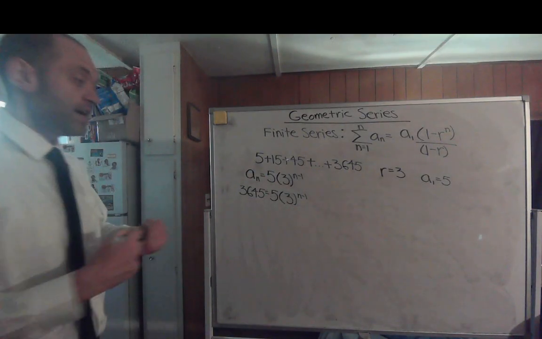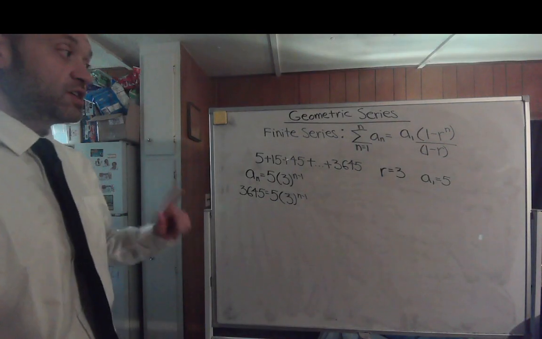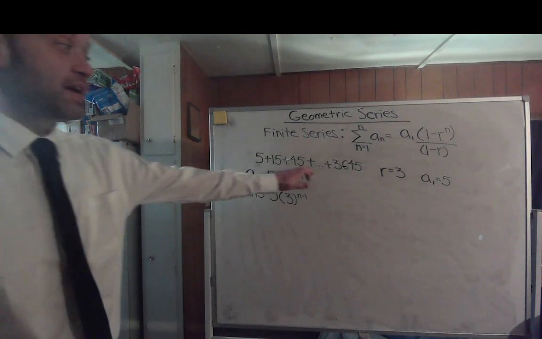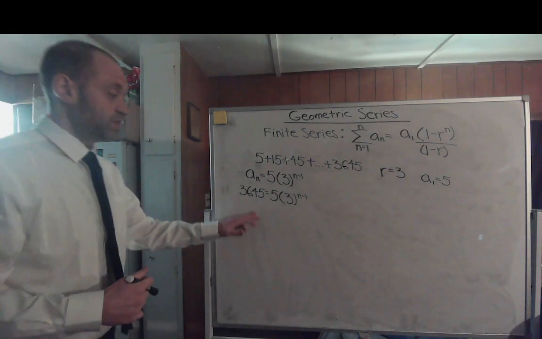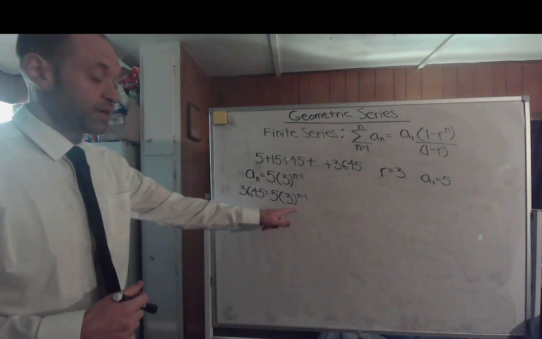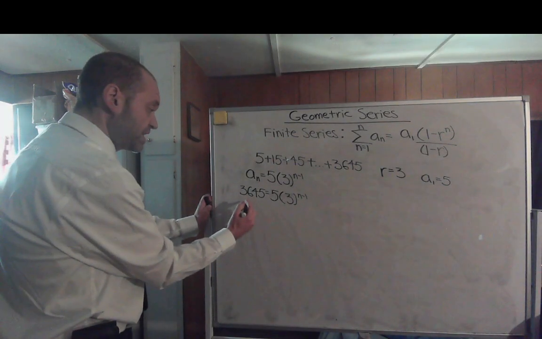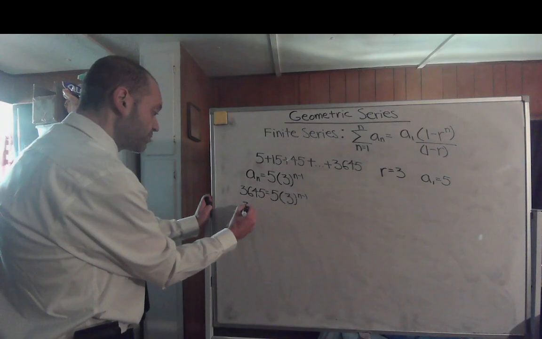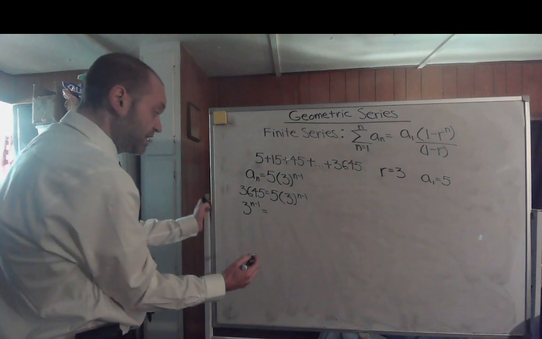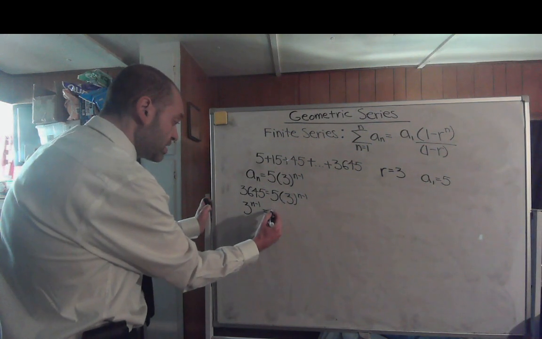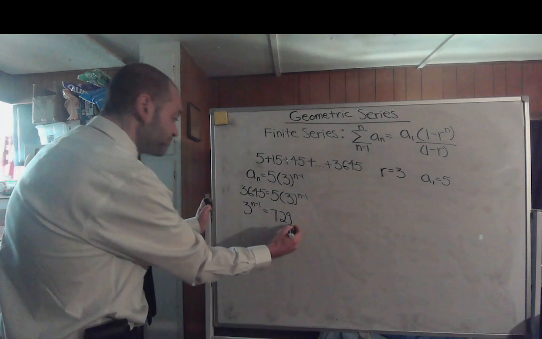It gets a little hairy trying to solve for n, because we're going to need to know that to find the sum of this finite series. Well, first thing I'm going to suggest we do is get that 3 to the n minus 1 by itself, divide both sides by 5, you'll end up getting 3 to the n minus 1 is equal to 729.